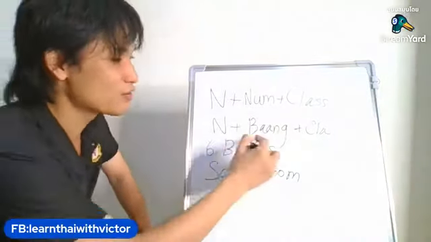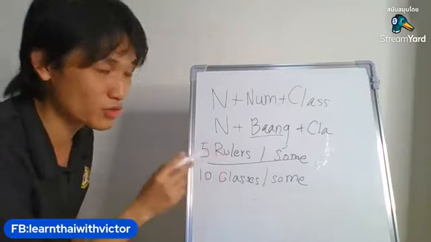glasses. So how about I say 10 glasses, and put the word some. Okay, if you want to use the classifier อัน for the 5 rulers, remember the word rulers.